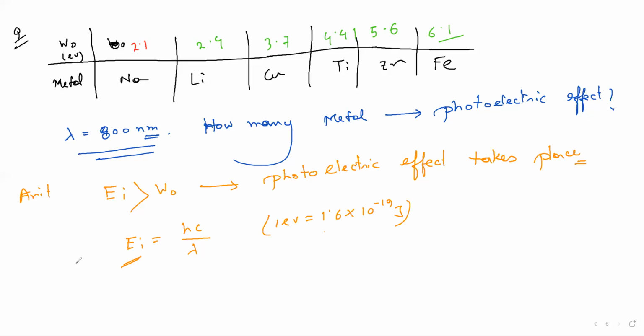Now suppose this value we get is 4. If this value is 4, then the metals with work function below 4 can participate in the photoelectric effect. If this value becomes 5, then this one is also participating. So first find out the E_i value and go through the work function values. If the work function is less than the E_i value, then definitely that metal can show the photoelectric effect. Find out the E_i value quickly.